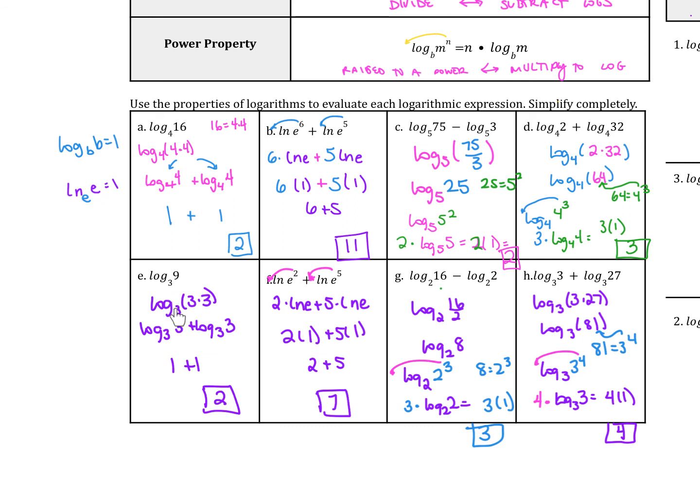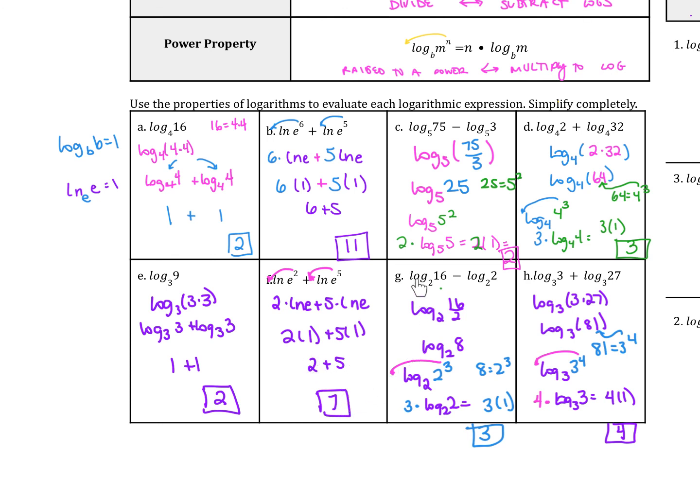I used the product property here. So log base 3 of 3 times 3. 3 times 3 is 9. Then I expanded it by adding the logs. So log base 3 of 3 plus log base 3 of 3 is 1 plus 1, which is 2. Then for letter F, we just move the exponents to the front. Natural log of e turns into 1, right? So 2 natural log of e plus 5 natural log of e ends up being 2 plus 5, which is 7.